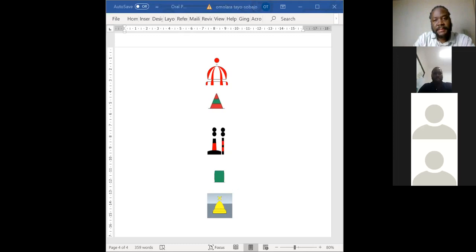Then the next one is this, the starboard top mark. And the next one is the special mark. Okay, thank you very much, Phil.